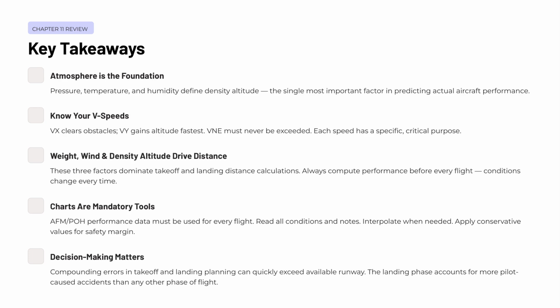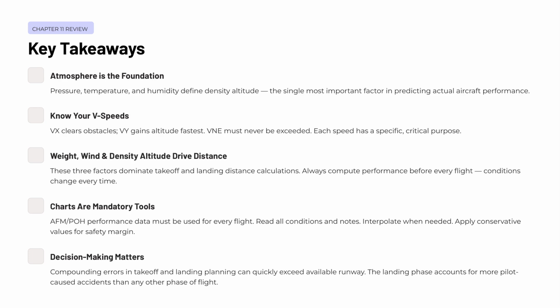Know your V-speeds cold. Vx gets you over obstacles, Vy gets you climbing efficiently, and Vne is a hard limit you never approach. Each speed exists for a reason, and confusing them in a critical moment can be fatal. Weight, wind, and density altitude are your three primary variables when calculating takeoff and landing distances. These conditions change with every flight, which is exactly why performance planning is never optional. It is required every single time.